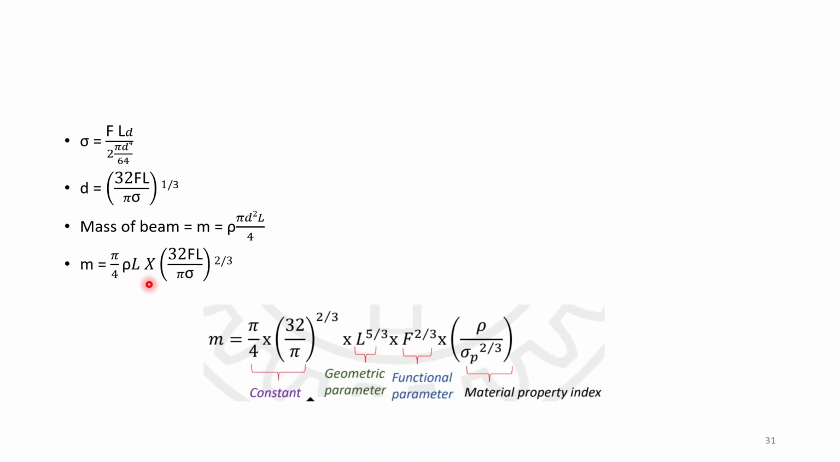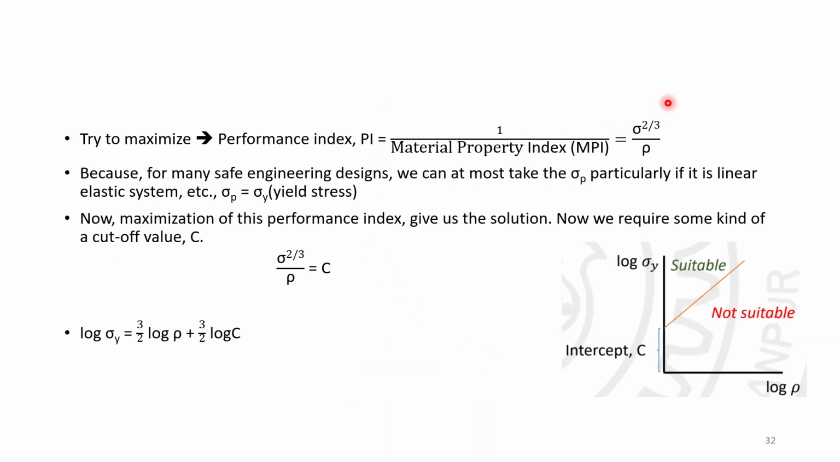Now you again segregate these constants, so this one becomes constant, L to the power 5/3 becomes your geometric parameter, F to the power 2/3 becomes your functional parameter, rho upon sigma to the power 2/3 becomes your material property index. So its inverse will be your performance index. So Pi will be sigma to the power 2/3 upon rho.